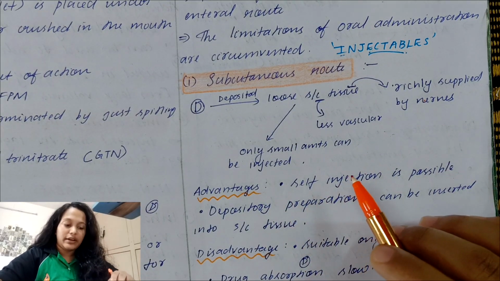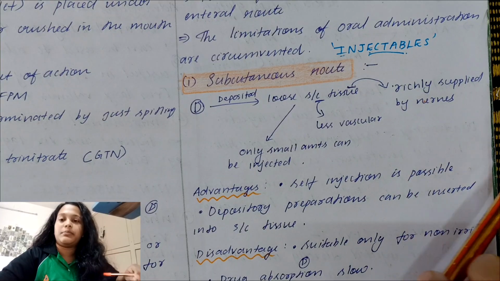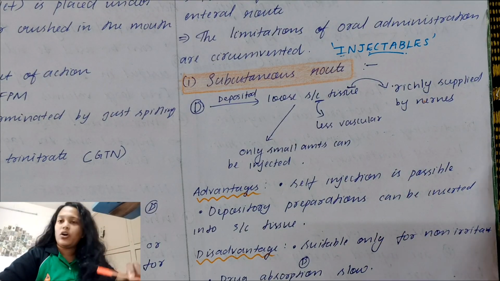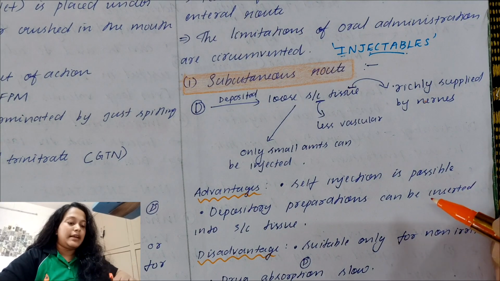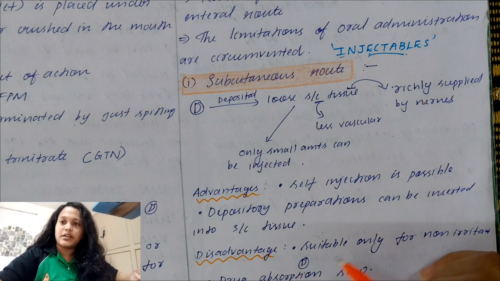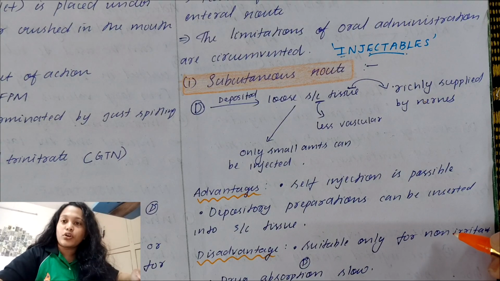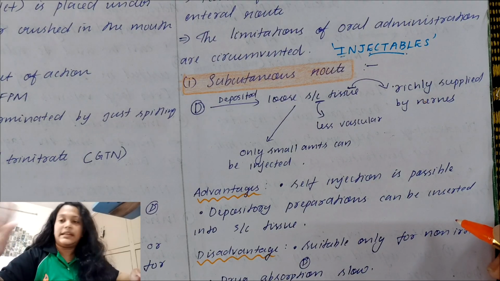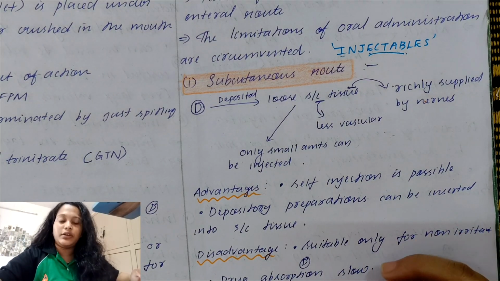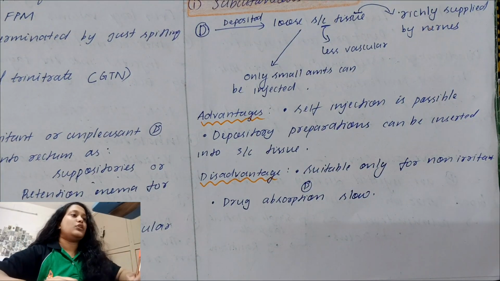One of the advantages is that self injection is possible. You have seen people with diabetes taking insulin on their own, but proper instruction should be given. Depot preparations can also be injected through the subcutaneous tissue. One of the disadvantages is that it is suitable only for non-irritant drugs. Since it is highly innervated by the nerves, we can't give irritant drugs. Then drug absorption is slow.